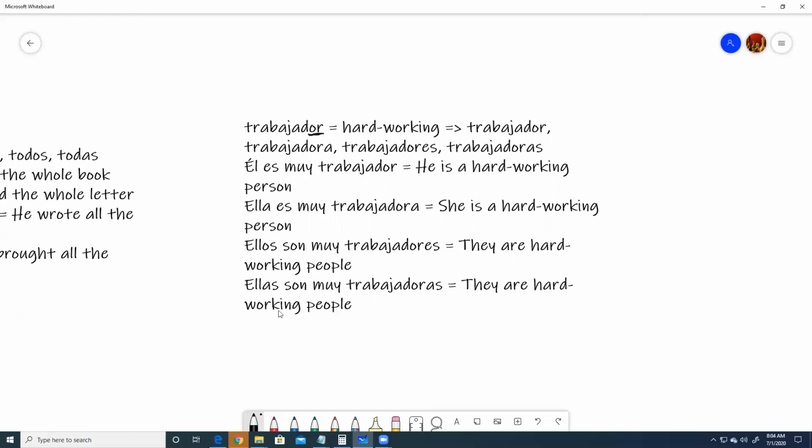They are hardworking people. So you can see that in English, the adjective is not changing. Hardworking in all cases. But in Spanish, you have masculine singular, trabajador, feminine singular, trabajadora, masculine plural or mixed, trabajadores, and feminine plural, trabajadoras. Okay.